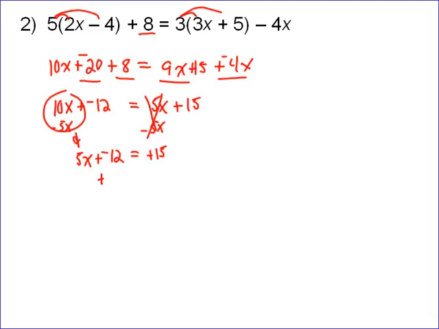Add 12 to both sides to get the 5x by itself. You get 5x equals 27. Divide by 5. And x equals either 27 over 5 or 5.4 or 5 2/5.